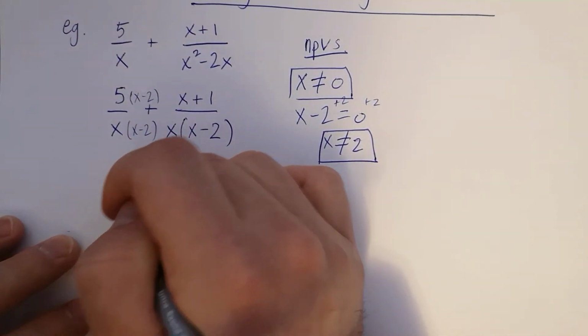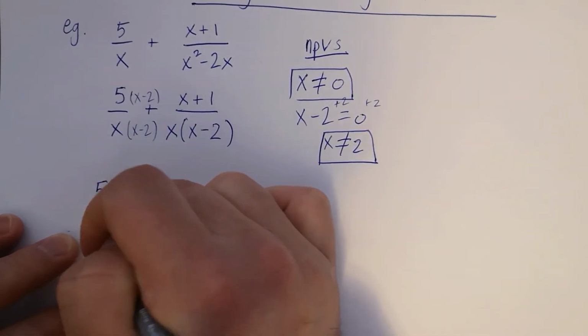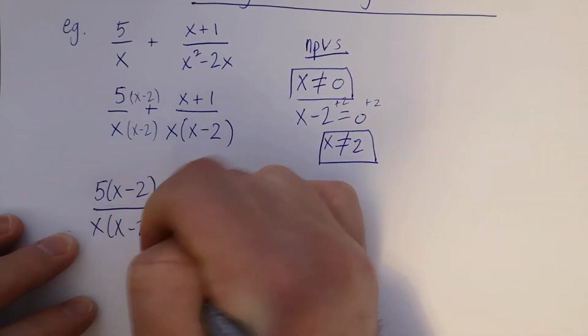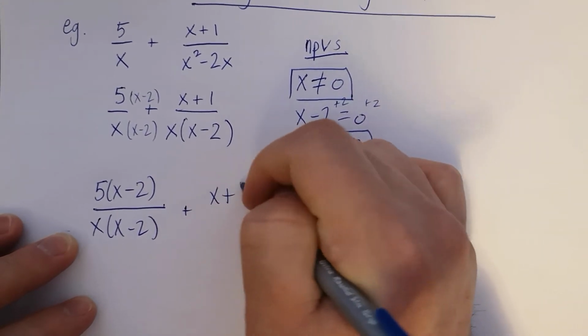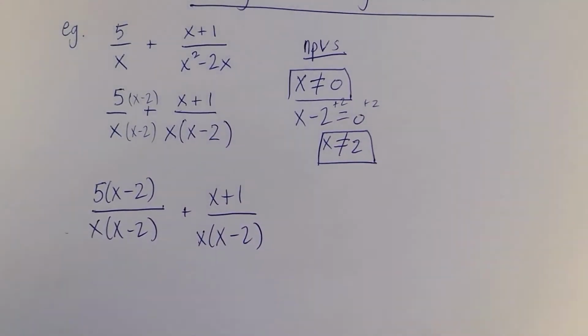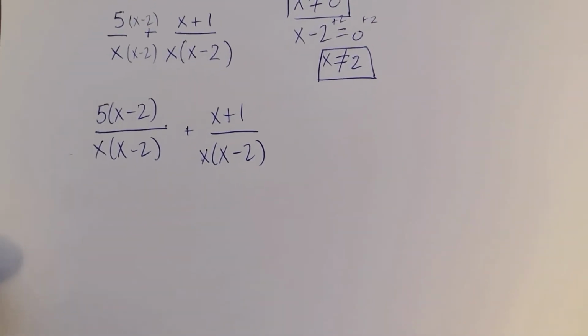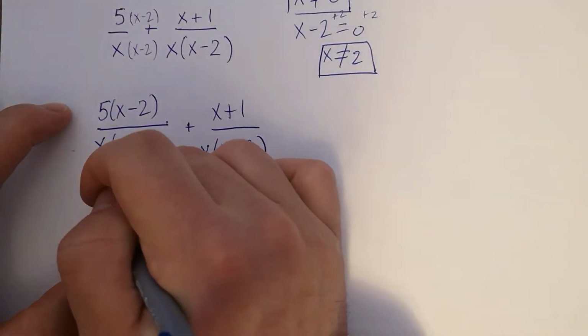So let me just clean this up a bit. I won't do any math yet, but I'll just spread it out so you can see what's going on. So now we see our denominators are the same because I've multiplied by x minus 2. Do the same thing to the top. Now what you're going to want to do is expand the top here.